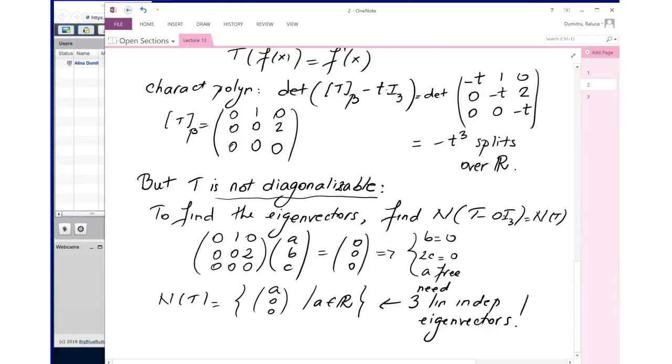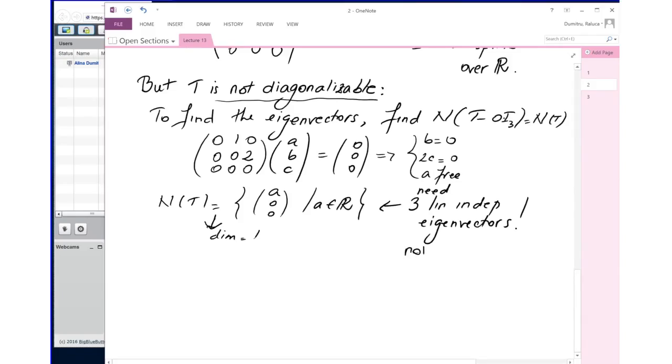But that set has what dimension, that space? 1, right? It just has A times the vector 1, 0, 0. This one has dimension 1. In a space of dimension 1, there is no way I'll find 3 independent vectors, right? Because 3 independent vectors will expand to a basis, and the basis contains 1 element, so it makes no sense. Because that is not possible. T is not diagonalizable, although its characteristic polynomial splits.